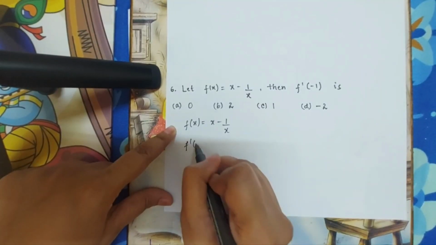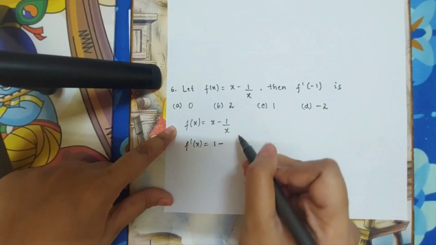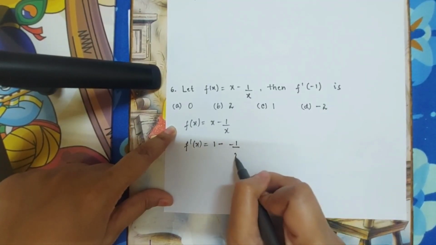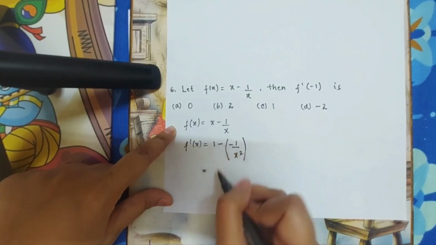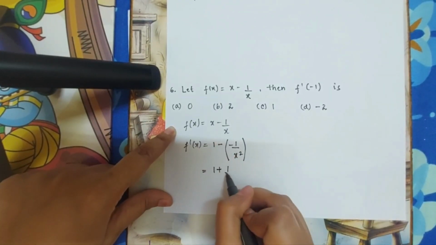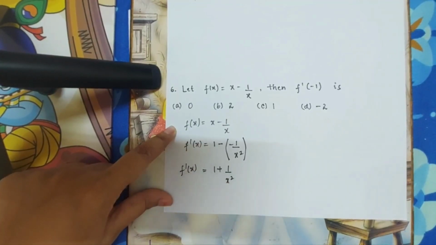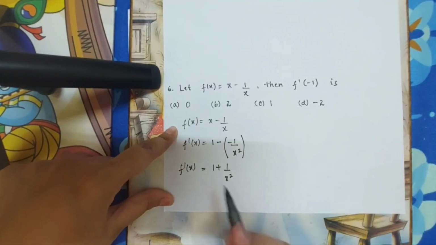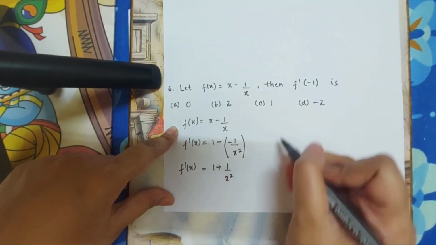So f dash of x is differential of x, which is 1, minus the differential of 1 by x, which is minus 1 by x square. So again this will be equal to 1 plus 1 by x square. That is our f dash of x. Now what are we supposed to find? We need to find the value of f dash of x at x is equal to minus 1.